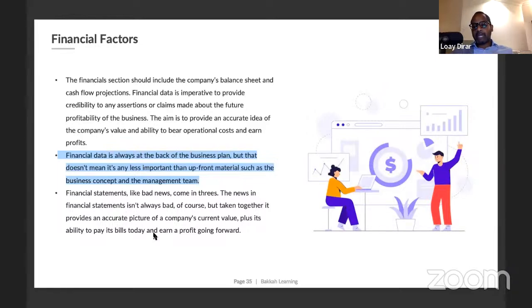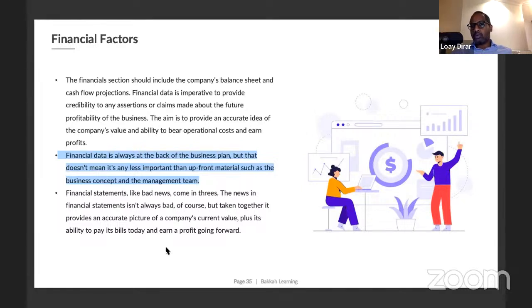Financial statements, like bad news, come in threes. The news in the financial statements isn't always bad, of course, but taken together, they provide an accurate picture of the company's current value plus its ability to pay its bills today and earn a profit going forward. You need to make sure that your data, when developing the financial projections, is as accurate as possible and as transparent as possible.